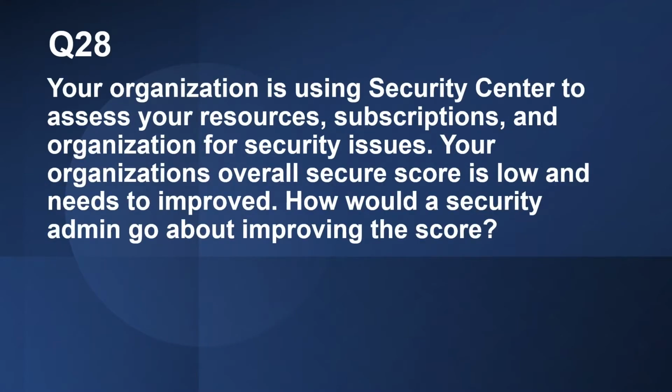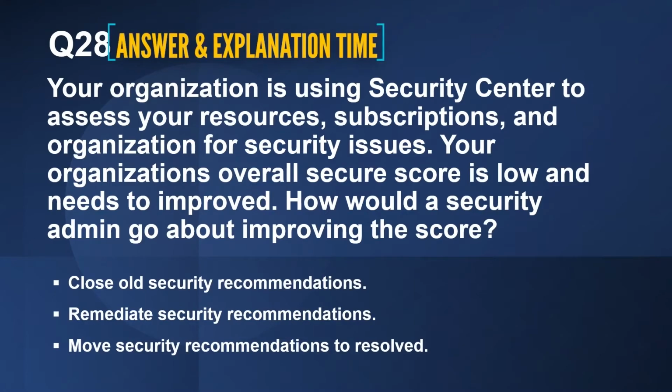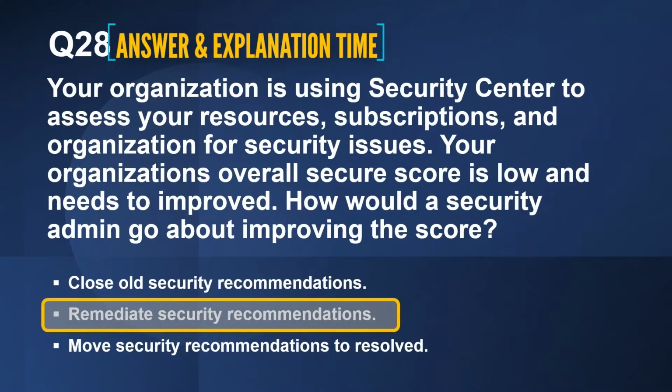Question number 28. Your organization is using Security Center to assess your resources, subscriptions, and organization for security issues. Your organization's overall secure score is low and needs to be improved. How would a security admin go about improving the score? The options are close old security recommendations, remediate security recommendations, move security recommendation to resolved. The correct answer is remediate security recommendations. To improve your secure score, remediate security recommendations from your recommendations list.